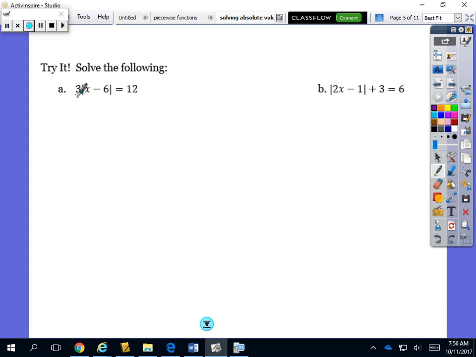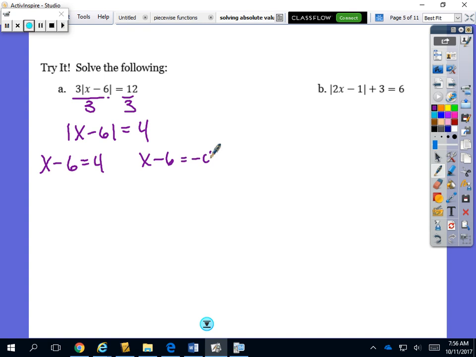So this one is 3 times absolute value of x minus 6, so I'm going to divide by 3. And I get absolute value of x minus 6 equals 4. Drop the absolute value bars and create your two equations. So x minus 6 equals 4, and x minus 6 equals negative 4. Add 6. X equals 10. Add 6. X equals 2. So the solutions to that are 10 and 2.